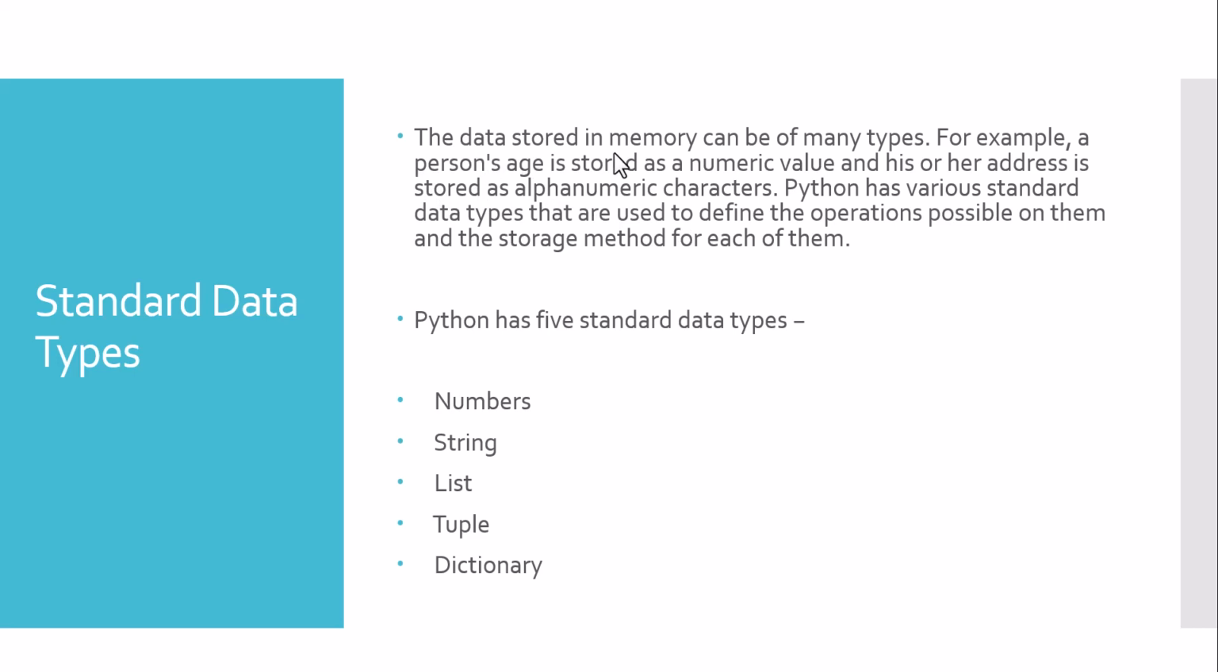So the data stored in the memory can be of many types. For example, a person's age is stored as a numeric value, and his or her address is stored as alphanumeric characters, and that comes under the string. Python has various standard data types that are used to define the operations possible on them and the storage method for each of them. Python has 5 standard data types.